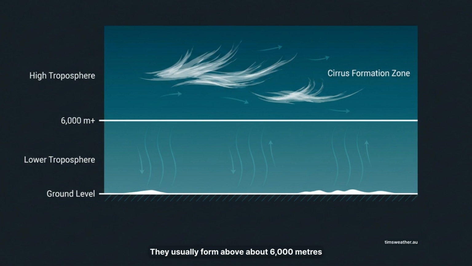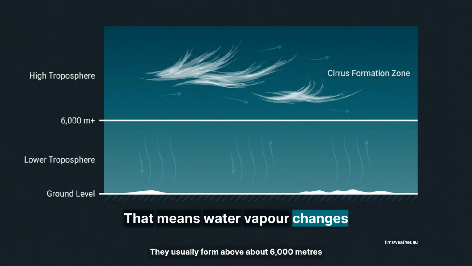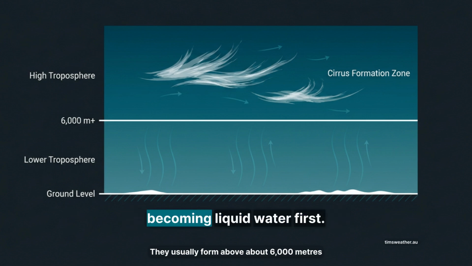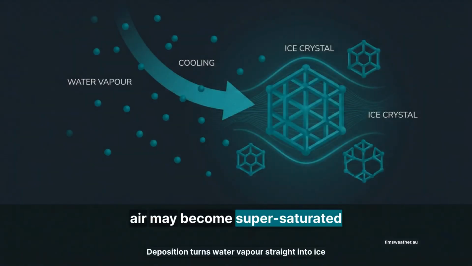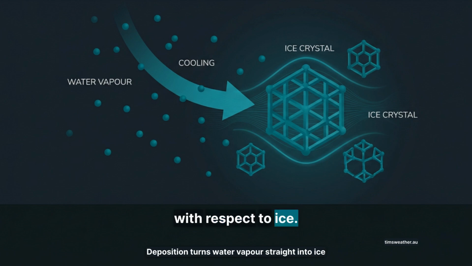The key process is called deposition. That means water vapor changes straight into ice, without becoming liquid water first. In the cirrus layer, the air may become supersaturated with respect to ice. In plain language, there is more water vapor available than the cold air can normally hold, so ice crystals can grow instead of shrinking away.